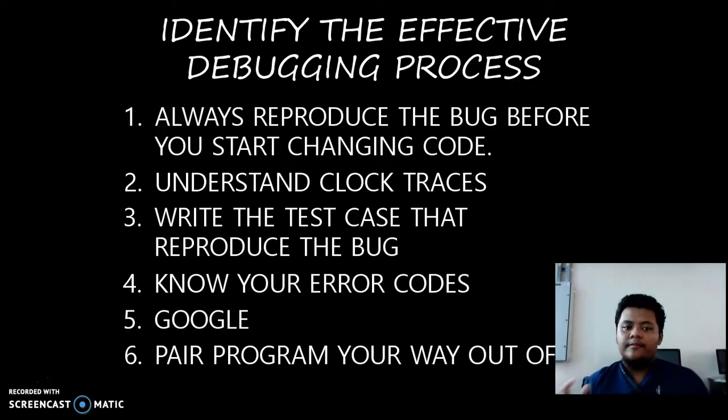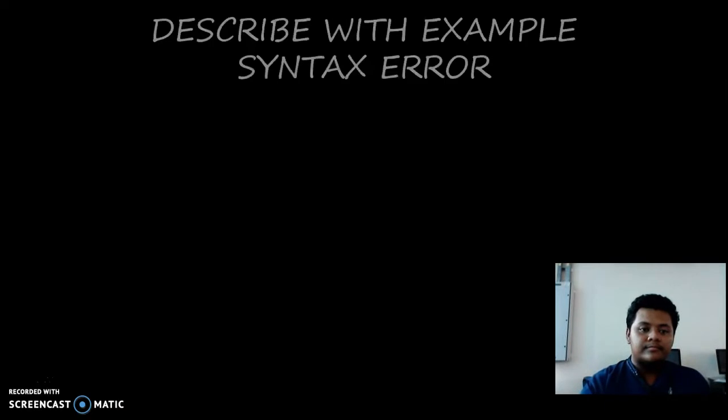Identify effective debugging processes. First, always reproduce the bug before you start changing code. Second, understand the stack trace. Third, write a test case that reproduces the bug. Fourth, know your error codes. Fifth, search Google. Sixth, pair program your way out of it.